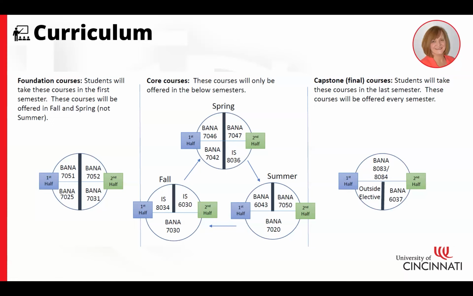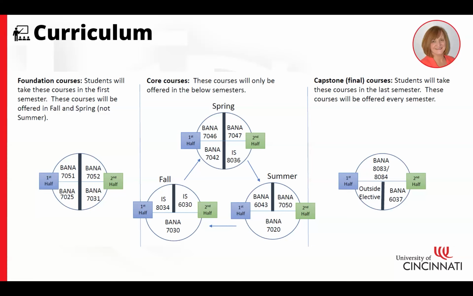Once you finish those foundation courses, then you're going to look at the semester in which you are going to be taking courses. Say you started in the spring, and you took all 4 of those courses. Then you would jump over to the summer. And in the summer, you're going to see BANA 6043, BANA 7050, and BANA 7020 offered then. So you would take those, and then you would move to the fall courses, and then you would move to the spring courses.